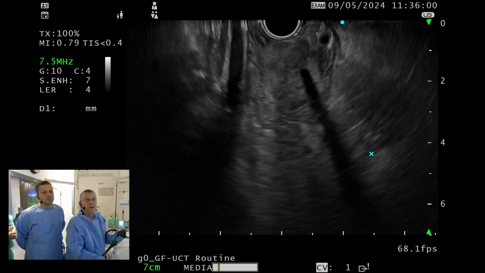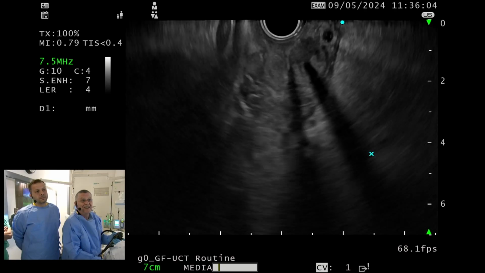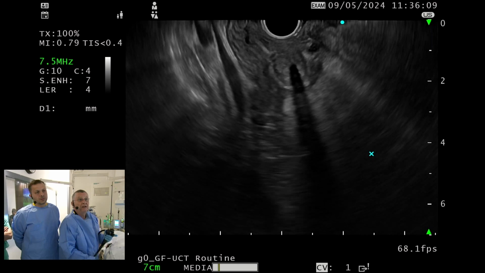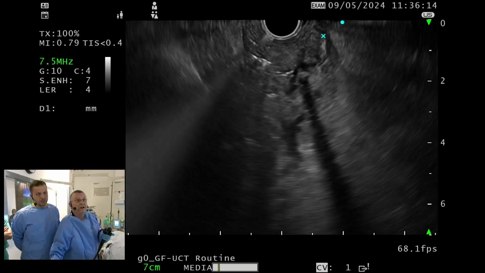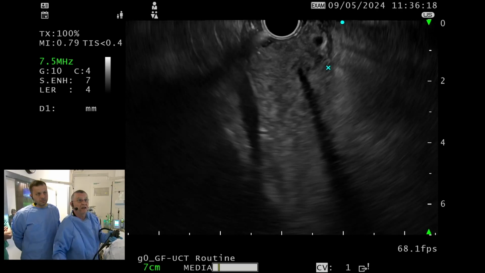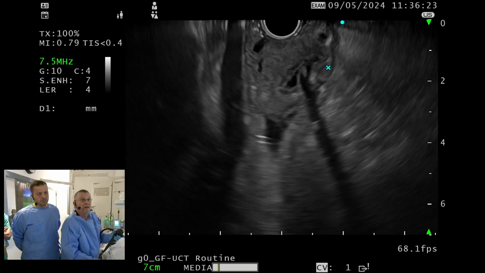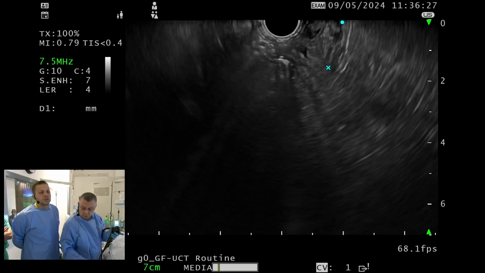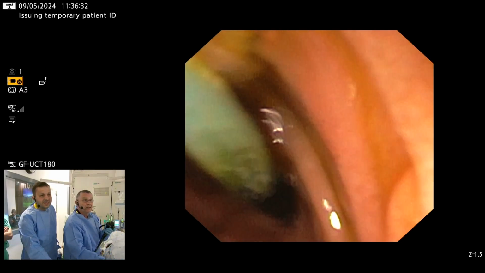Here you have no common channel. Look, this is the PD. You push, you arrive here, and here you have the duodenal wall and the mass. The mass starts here. Is it possible to show us the endoscopic view finally? Sure, yes, we can, but after that we have air, and you know, EUS with air is not the best thing.